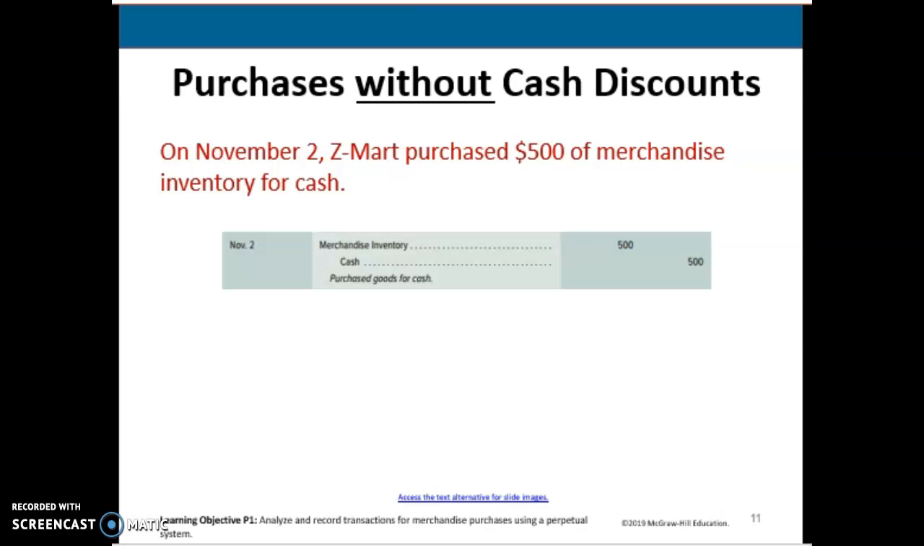So on November 2nd, Z-Mart purchased $500 of merchandise inventory for cash. You'll notice that it says without discounts here, and you'll see why in the next slide what we're talking about when we say discounts. But for now, we're just purchasing inventory that we paid $500 for. So we're going to debit merchandise inventory, the asset that we're buying, that we're going to own, and we're crediting cash because we paid cash for it. So cash is decreasing.